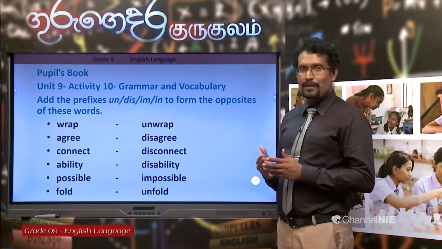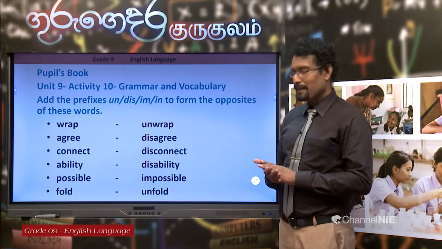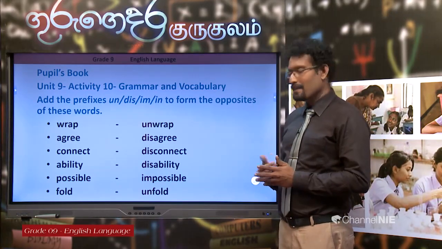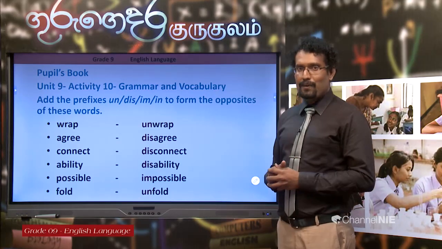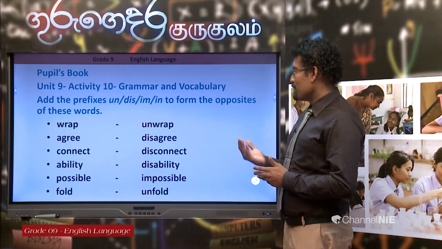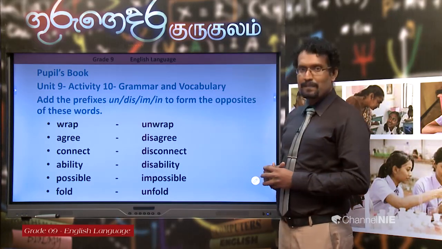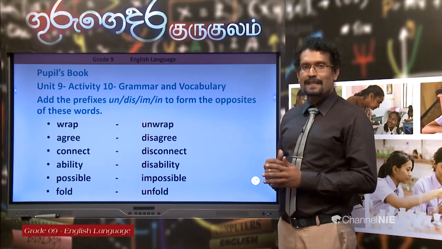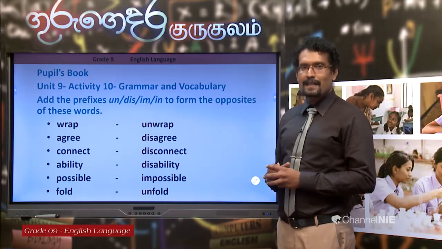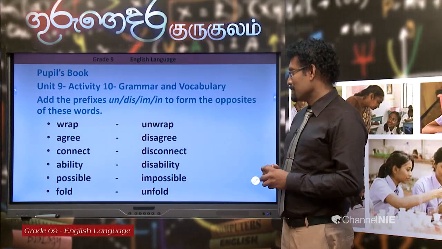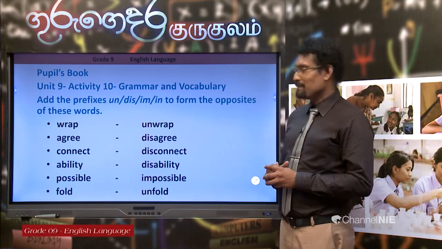Last one, fold. You can fold something, a piece of paper, and when you get that folded paper, you can unfold it and see what is in there. Fold, unfold. So, again I am telling you all these words: wrap, unwrap, agree, disagree, connect, disconnect, ability, disability, possible, impossible, fold, unfold.